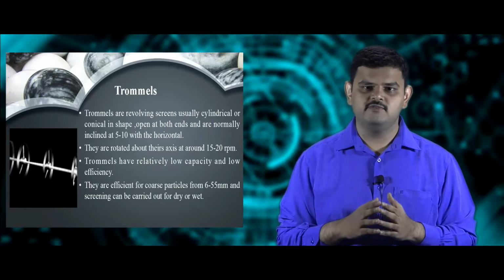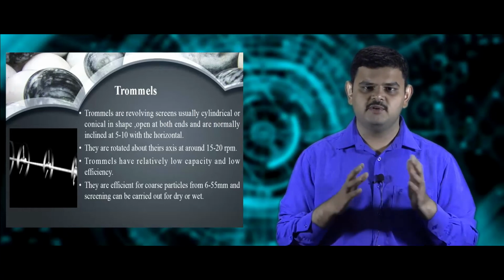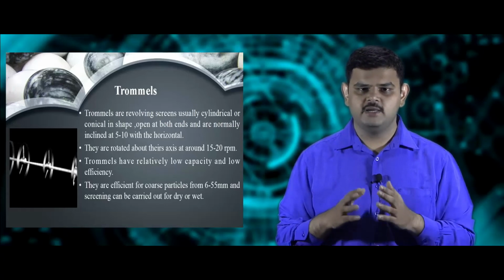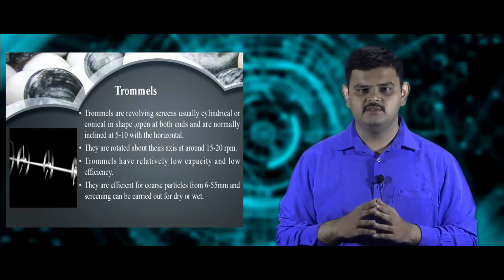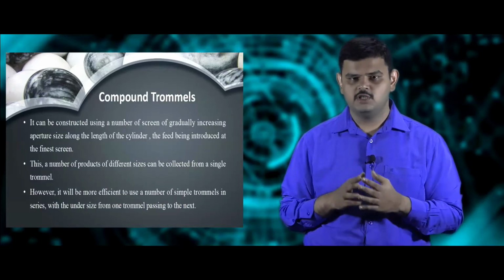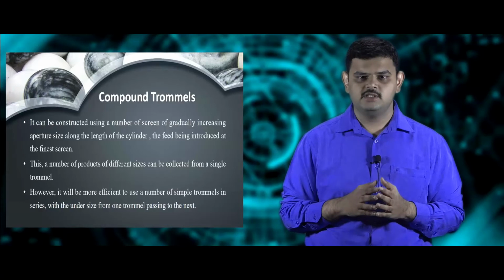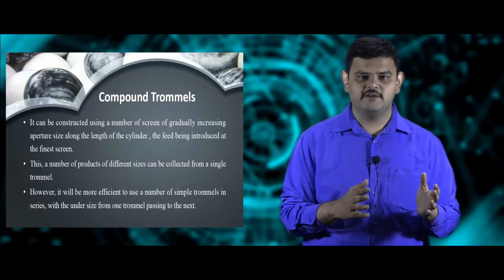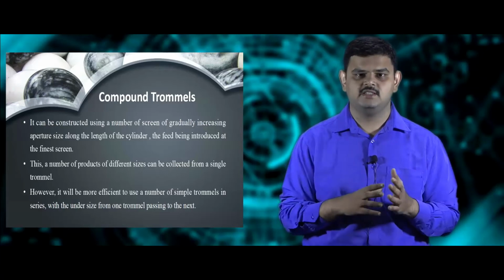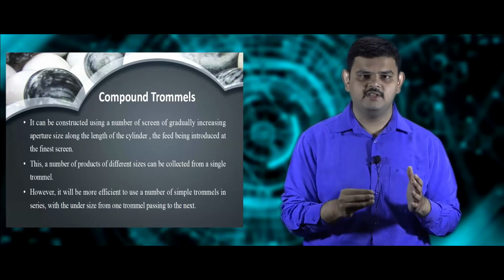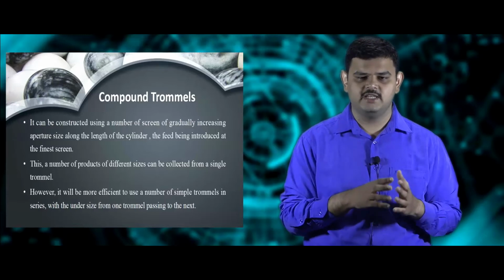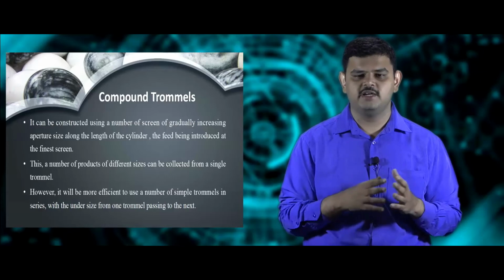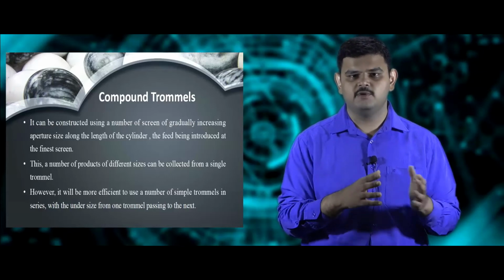The trommels are of two types. One is the compound trommel and the other is the concentric trommel. A new type of double-decked trommel is also available. Now we move on to the compound trommels. The compound trommels are a series of single trommels, and they have multiple sized openings. The compound trommels have the feed point at the coarse side. The multiple feed sizes will enter and the multiple products will be obtained from the compound trommels.